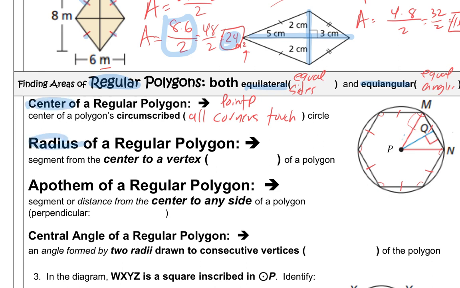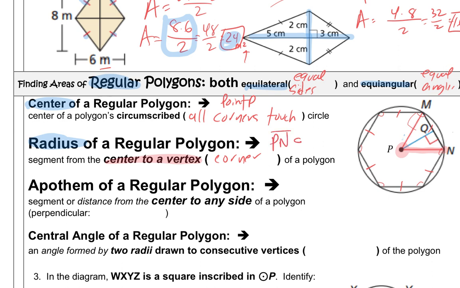Okay, now let's talk about the radius. Radius is similar to the radius of a circle. The radius is a segment from the center to a vertex. Okay, from a center to a vertex, and the vertex is a corner, right? So we actually have two radiuses on this, and the first one would be T to N, right?